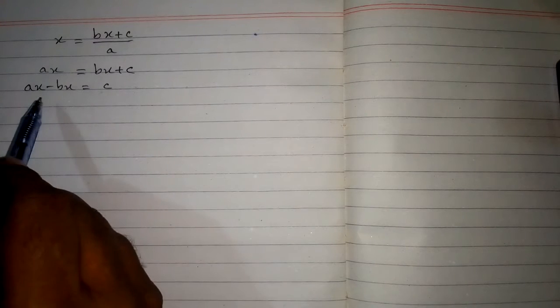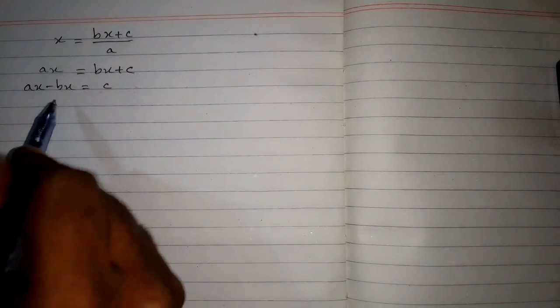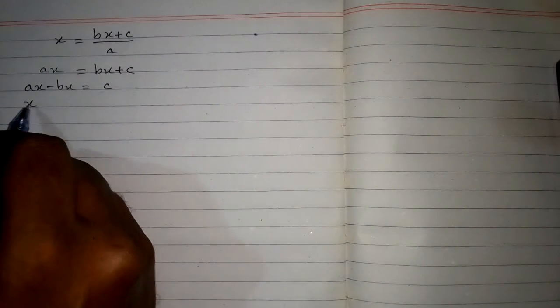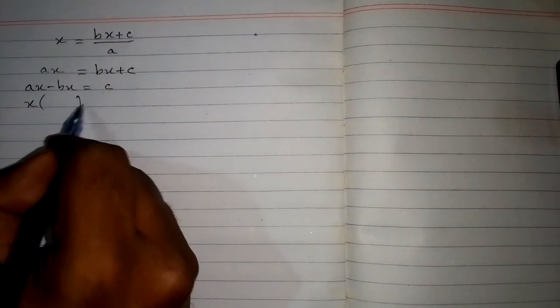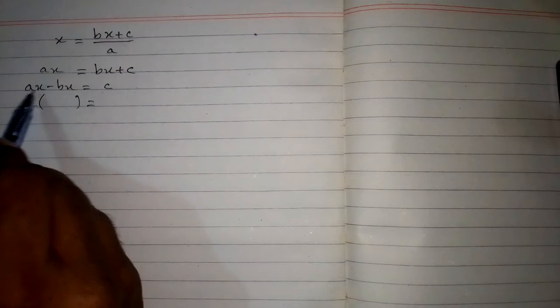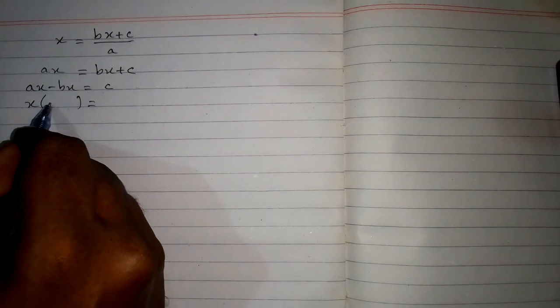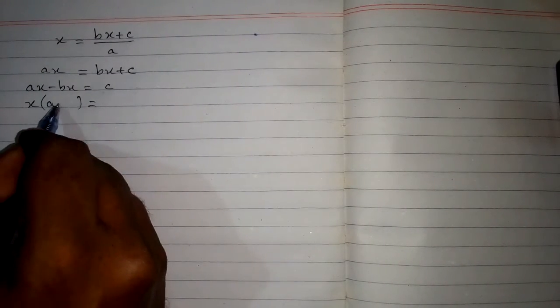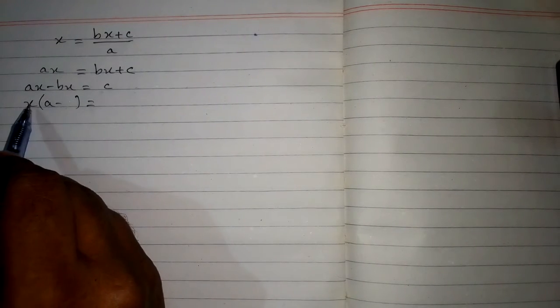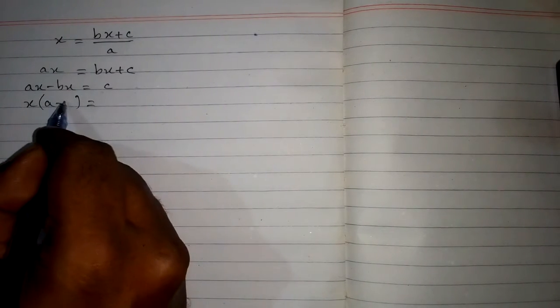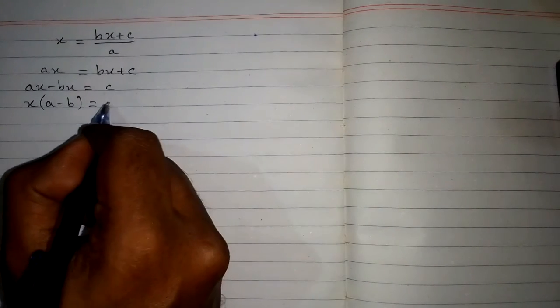Now we can take x common. So what will be left inside the bracket? We will divide ax by x, so we will get a, then minus sign, then bx will be divided by x, so we will get b.